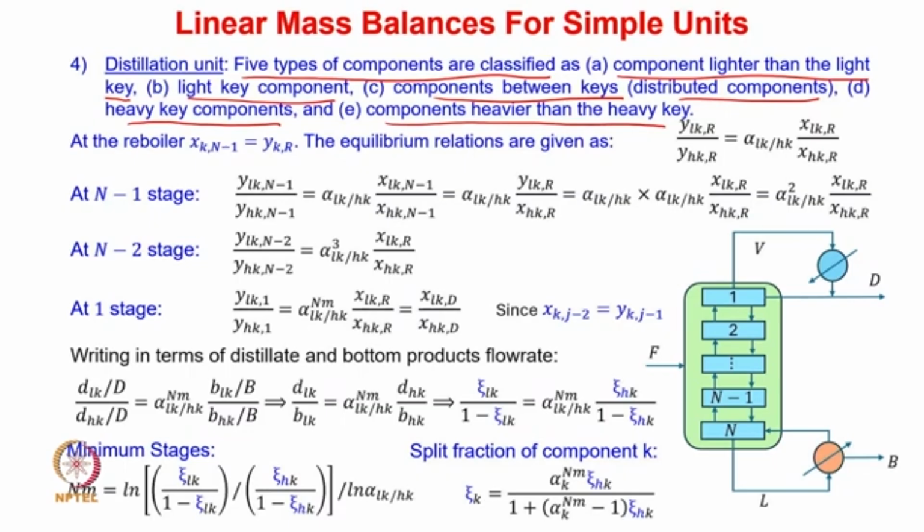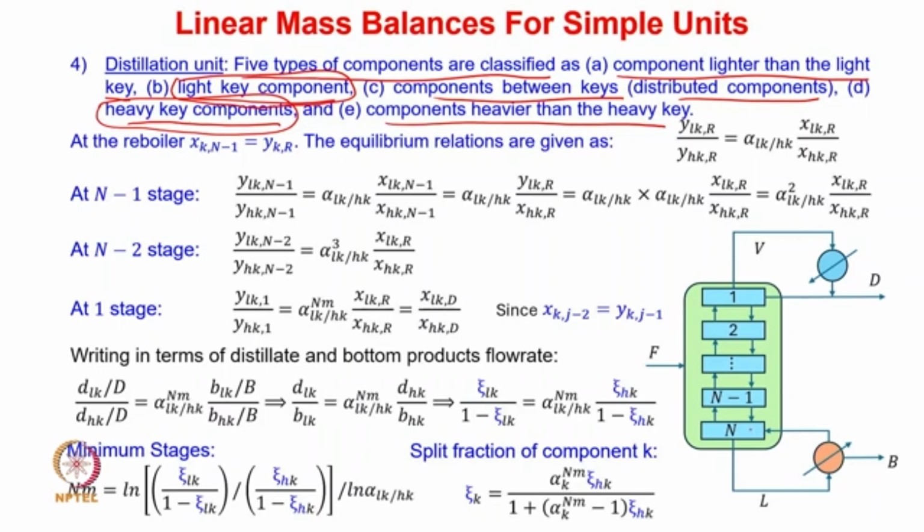You can see that with these 5 classifications we can simplify the equations immensely. Only 2 components we need to specify: one is the light key component, and then the heavy key component. All others can be obtained easily. So let's look at this particular figure. So this is the reboiler.